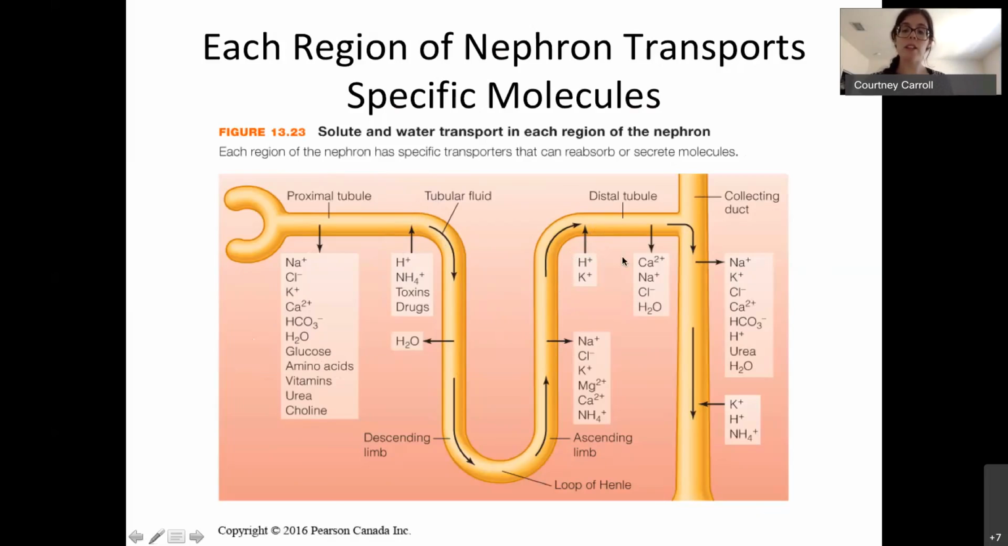All of this is based on some key biology that we'll talk about. But again, keep in mind, things will move if there is a gradient or some sort of driving force, and if there is transport capability. So the specificity of solutes and water movement depends on where those transporters are.